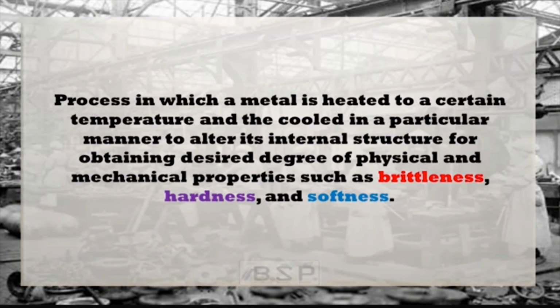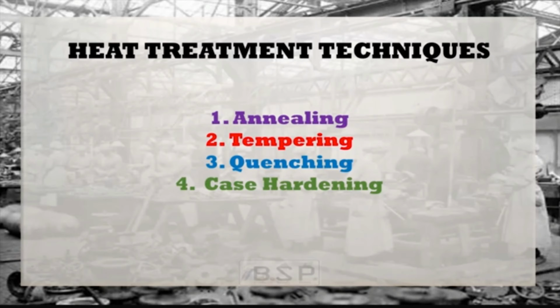These properties can be anything. Generally, these are brittleness, hardness, and softness. Today in this video, we'll study about various types of heat treatment techniques, which are first is annealing, second is tempering, third is quenching, and fourth is hardening. So now we will discuss about these types one by one.